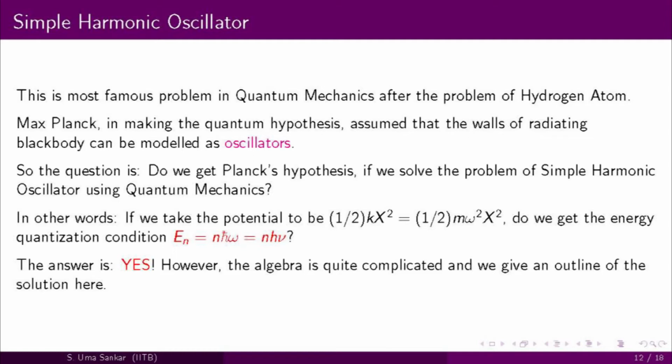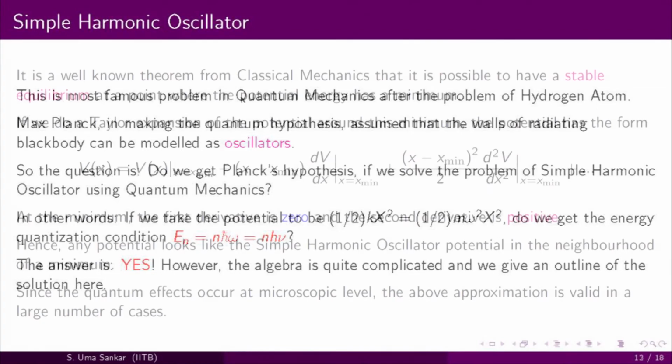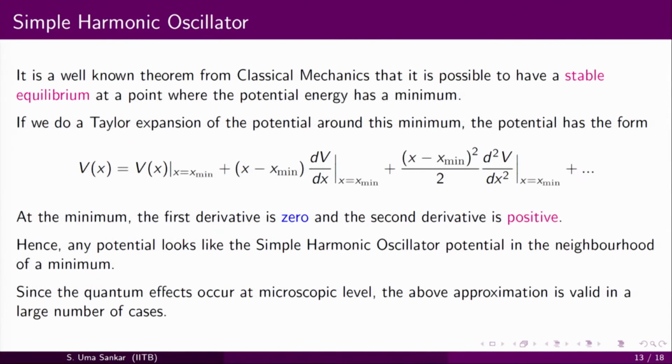but the actual solution requires quite a lot of algebra, which I am not going to do here, but I will give an outline by which we look at the ground state energy and the first excited state energy. Well, before we look at the quantum mechanics of a simple harmonic oscillator, let us consider any arbitrary potential, and it will vary with x, it may have some minima and some maxima, etc.